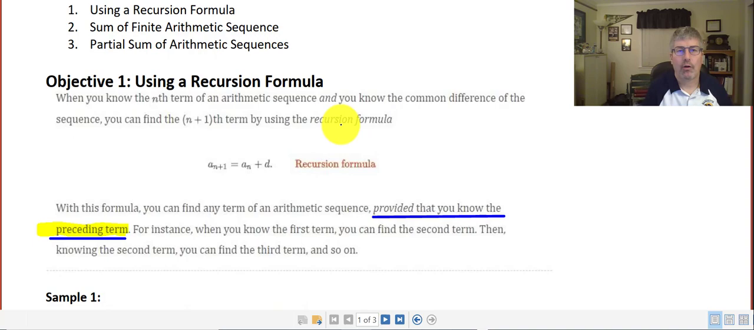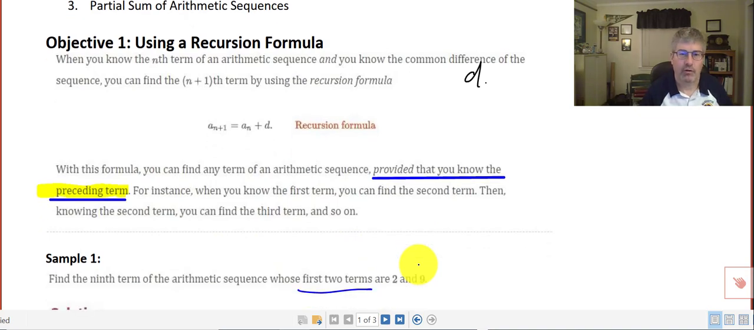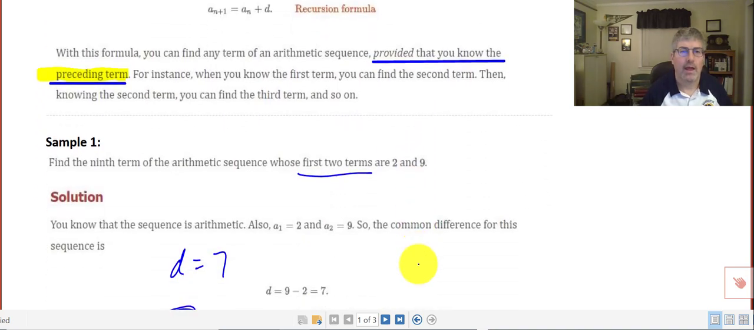When you know the nth term of an arithmetic sequence and you know the common difference, d, of the sequence, you can find the n plus 1 term, or the next term, by using the recursion formula. So the next term equals the previous term plus the difference. You can use this provided you know the preceding term. For instance, when you know the first term, you can find the second term. If you know the second term, you can find the third term, and so on.